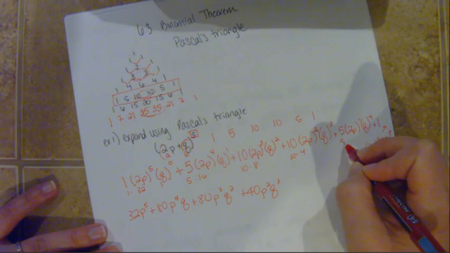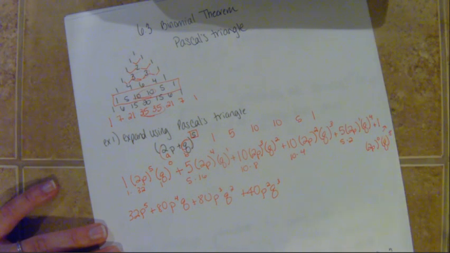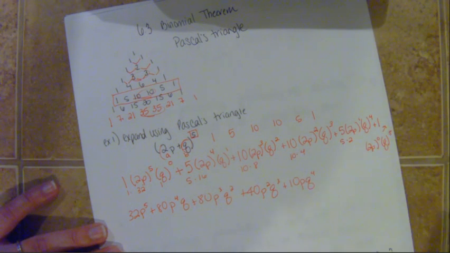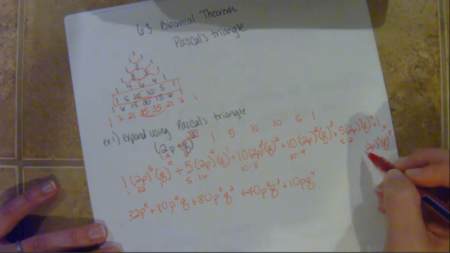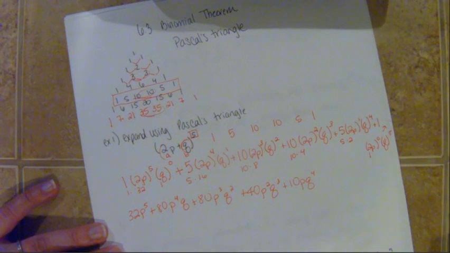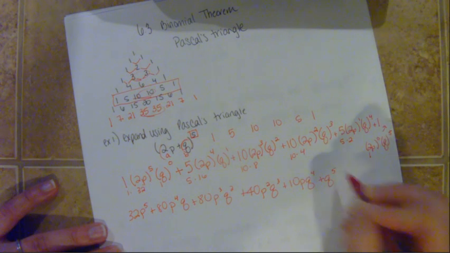Last couple here, I'm going to have 5 times 2 to the first, which is just 2. I'm going to end up with a 10, and I have 1p, and I have q to the fourth. And then when I get to this last one here, 2 to the 0 is just 1. So I'm ending up with 1 times 1, so I don't need to write that coefficient. P to the 0 is just 1. So we're all out of p's. There's no p's in my final answer here. And then I'm going to have q to the fifth.